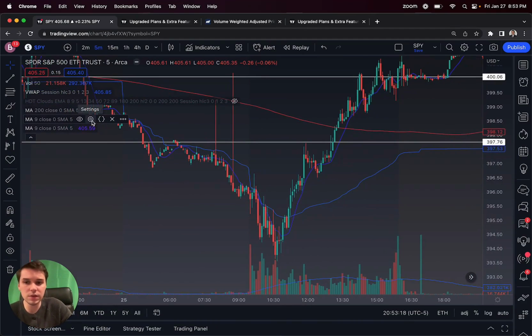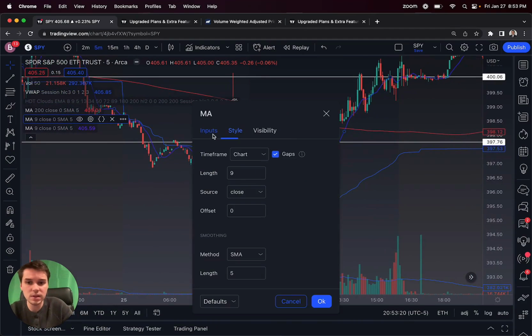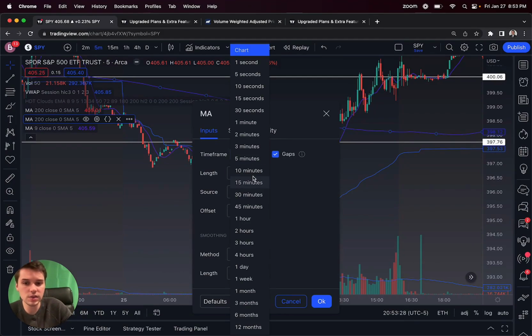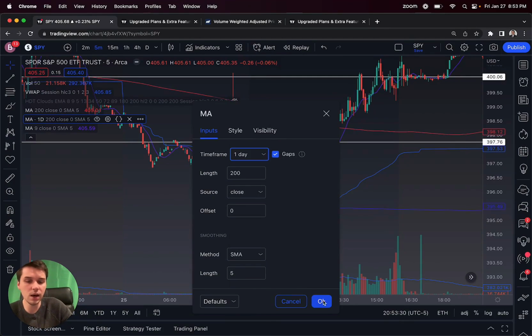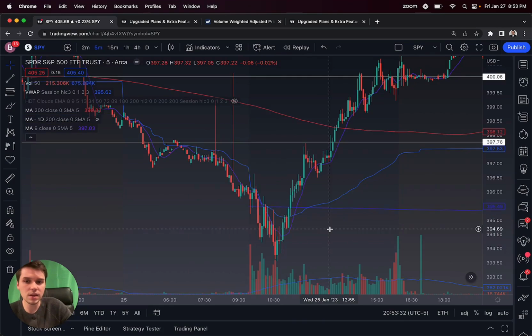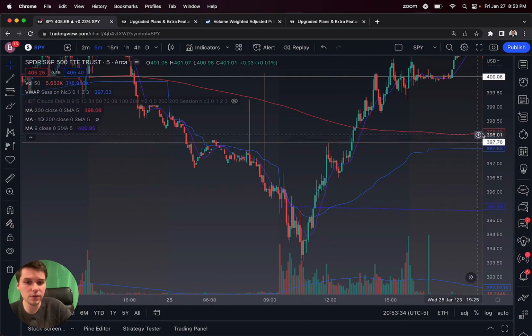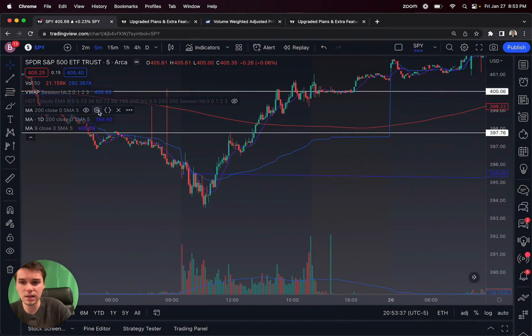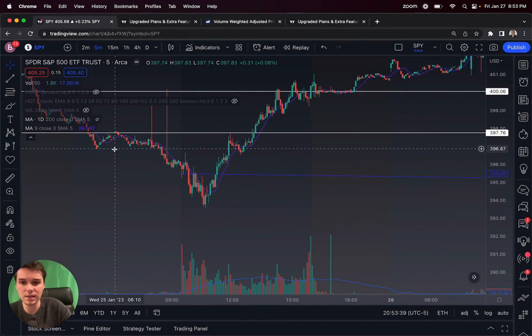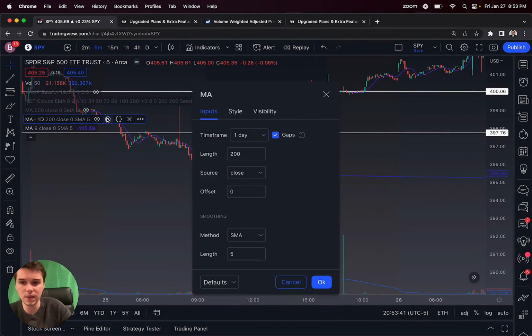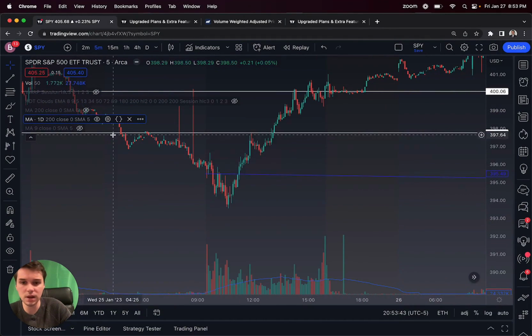And these two are going to be different. I'm going to go into this input section again here. I'm going to change this to 200, but this time I'm going to change the time frame to not chart. I'm going to change this to daily, right? So now at all times, this daily moving average is going to be maintained no matter what time frame I'm looking at. No matter what, this is going to be on the daily time frame.